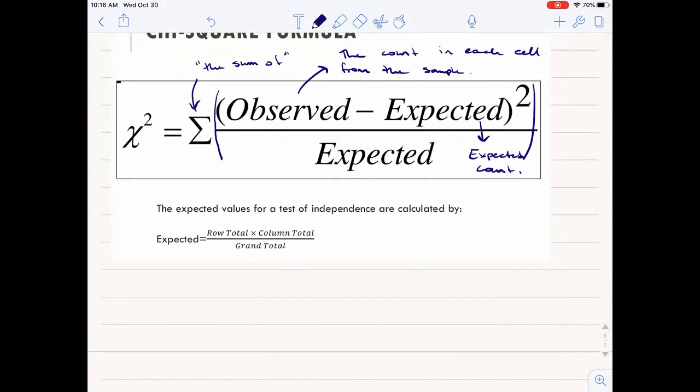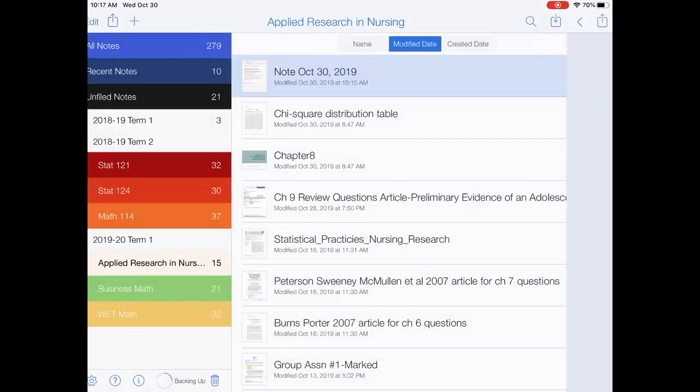And then to calculate these expected values, and I'll put this on your formula sheet as well, of course, your expected value is the row total, right? Remembering that the rows go across, right? So the row total times the column total for each cell, right? And then divided by the grand total. Okay. So each cell is going to have a different expected value, and it depends on the totals that we're seeing for each of those cells. Okay. All right. So that's how we calculate it.